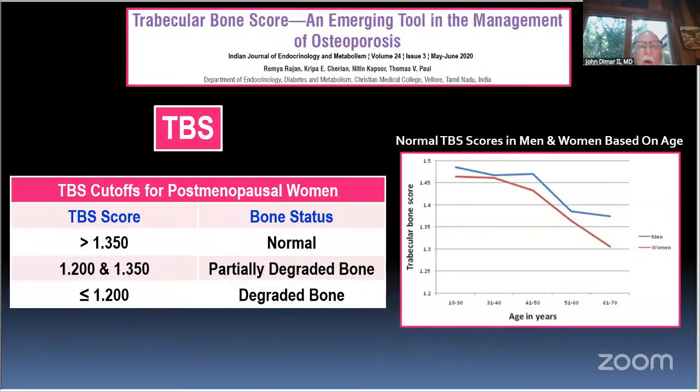And it's scored, and basically, if you get a score less than or equal to minus 1.2, you've got degraded bone, and you need to check them out, maybe with a DEXA scan, because if they have osteoporosis, it's done concurrently with the DEXA scan.